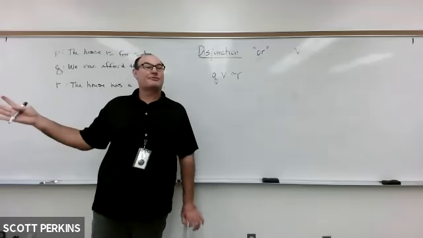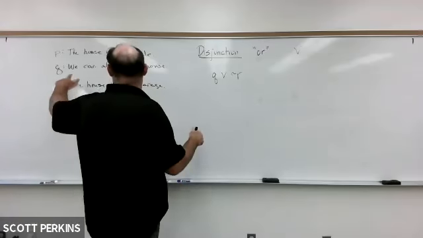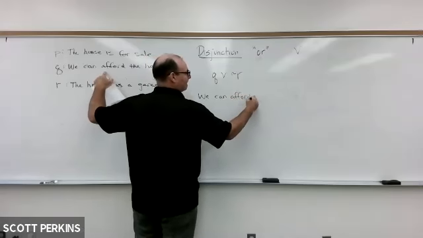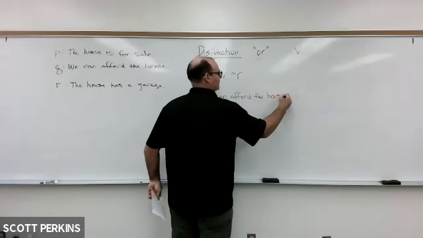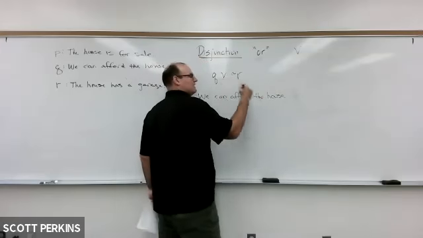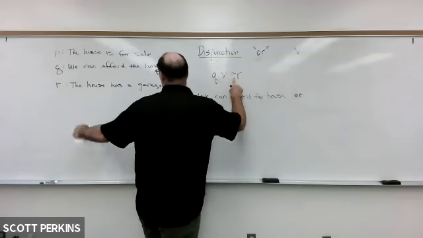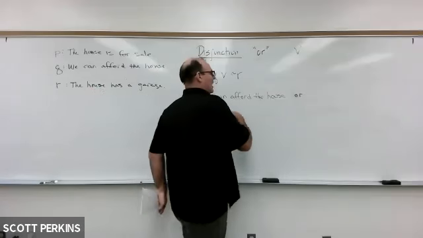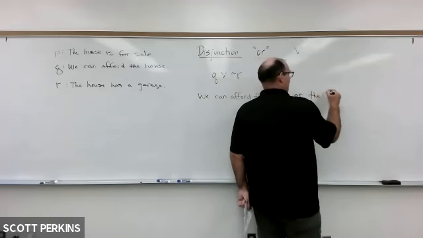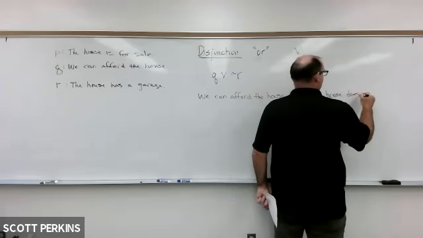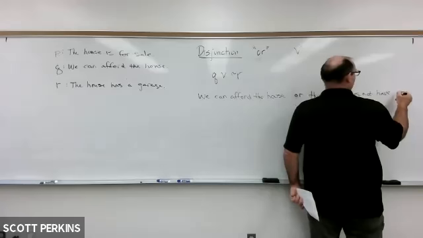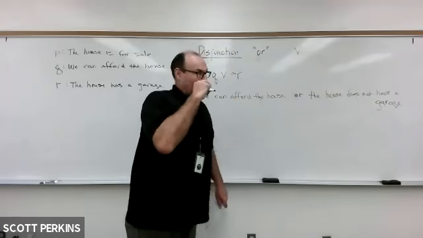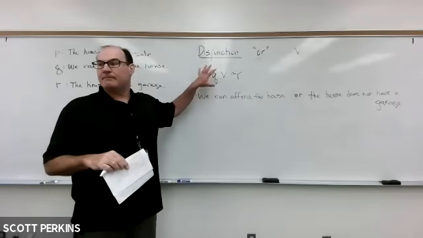I'm just going to get started writing down. If you're still writing, keep writing. So Q is we can afford the house. The upside down caret, the disjunction, means or. And then the squiggly R is the negation of the statement R. It's the house has no garage, or the house does not have a garage. Anybody got a question about that?